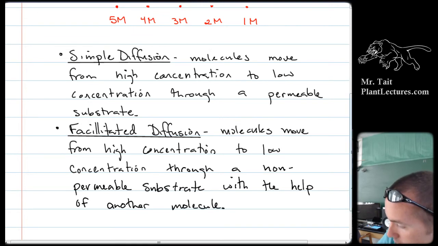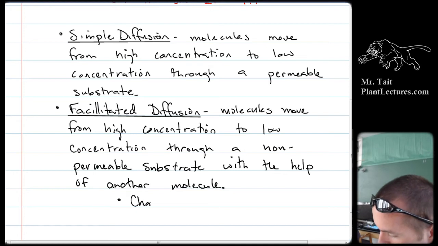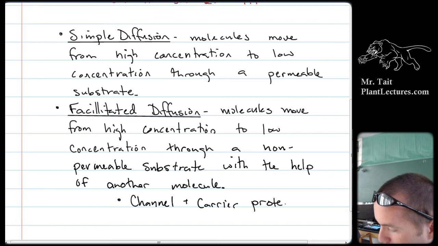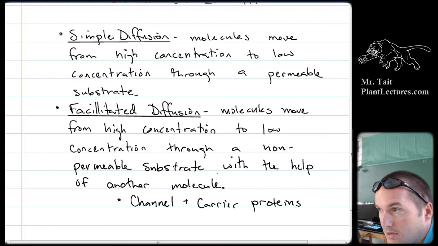Now, what other molecules might help here? What are the molecules that we just learned about? Yeah, channel proteins, carrier proteins. Permeases. And so basically anything can move through the phospholipid bilayer as long as it's going from high concentration to low concentration and it has a carrier protein or a channel protein that's associated with it.